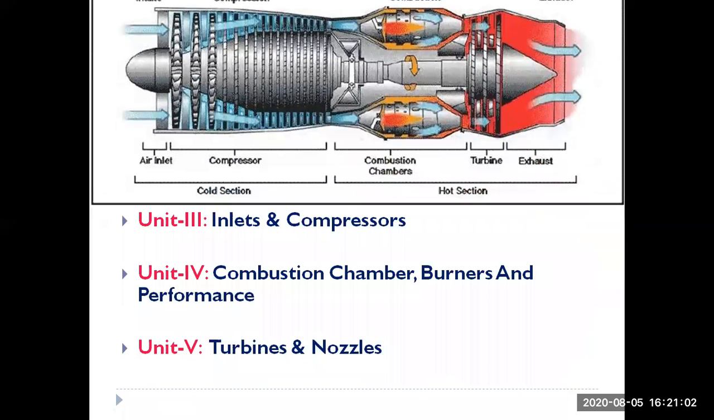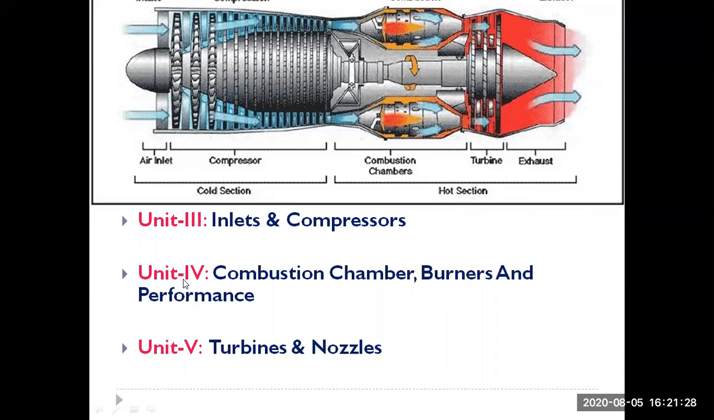Coming to Unit 3, Unit 4 and Unit 5, here we have categorized this into different parts. Unit 2, Unit 3 deals with the inlets and compressor. The first one is inlet and the next one is compressor. So in Unit 3 you are going to learn about these first two parts in the jet engine, inlet and compressor.